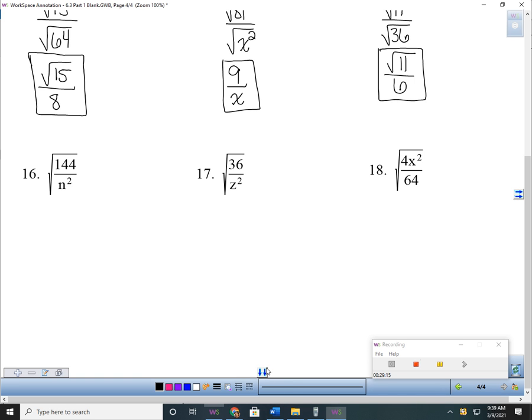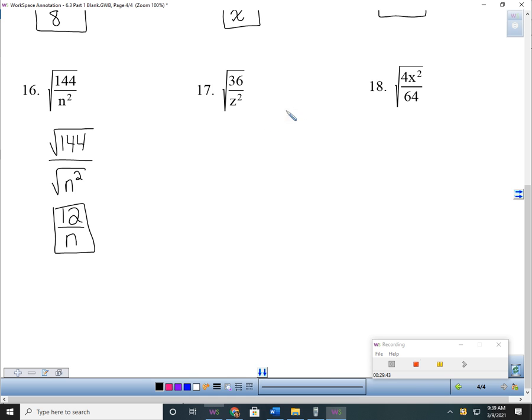All right, so let's add in some variables here. So I'm going to square root top and bottom because I can't simplify that fraction underneath. So the square root of 144 over the square root of n squared. So 144 is a perfect square. So the square root of 144 is 12. And then the square root of n squared is n. And then I'm finished with number 16.